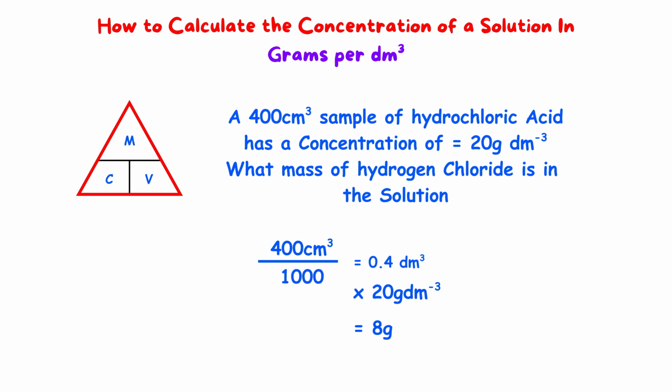In summary, always remember to use the correct units, apply the mass equals concentration multiplied by volume formula appropriately, and check whether you are being asked to calculate concentration, mass, or volume. That's everything for now, and we hope this helped clarify how to calculate the concentration of a solution in grams per decimeter cubed.